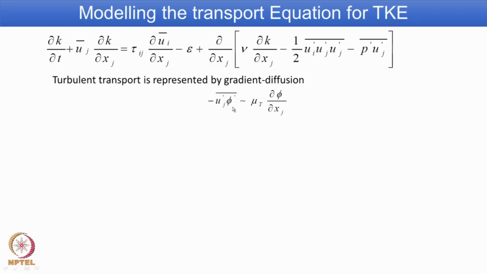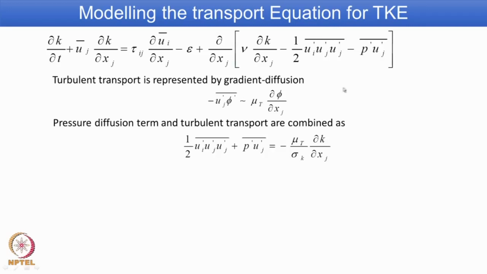Now, we say the diffusion happens because there is a gradient; that is a general concept. So, in this case, what is the term that is getting diffused? That is phi. So, phi can get diffused only if there is a gradient in phi. Here, mu t is the turbulent viscosity, and dou phi by dou x j is the diffusion gradient that is available for the diffusion to happen.